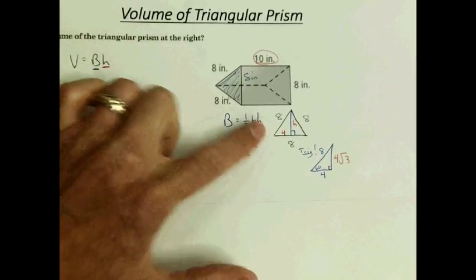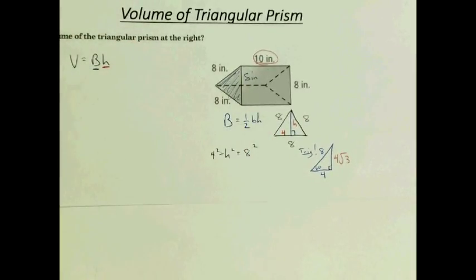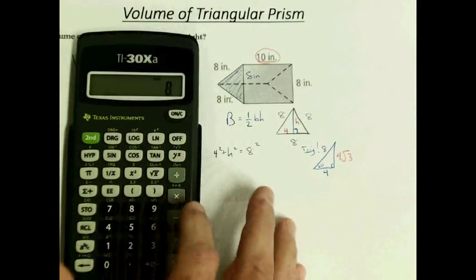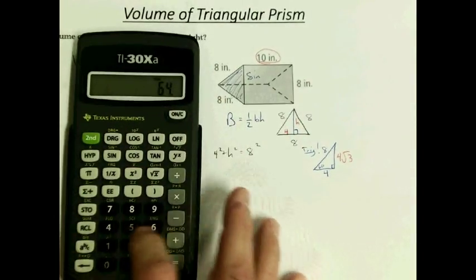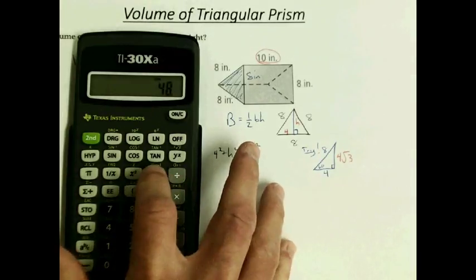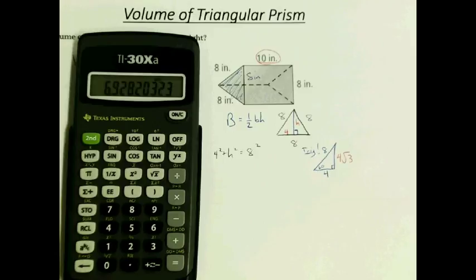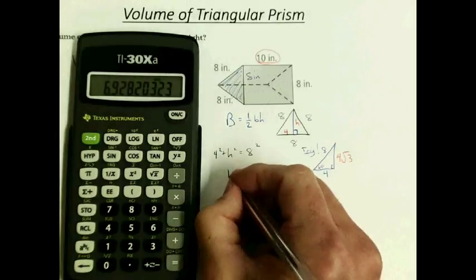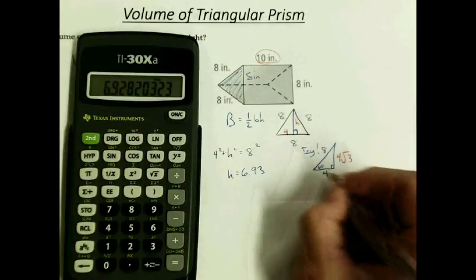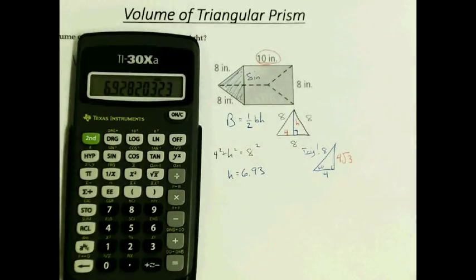All of this just to find the height. Or if we use Pythagorean theorem, we can use our calculator. Remember how that works, this little shortcut. We have 8 squared minus 4 squared equals, and then we take the square root, 6.93. Okay, so in this case, the height would be 6.93. In this case, the height would be 4 times the square root of 3. And so we could use either one.